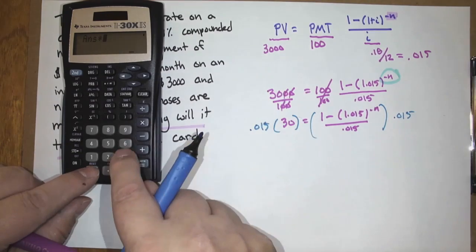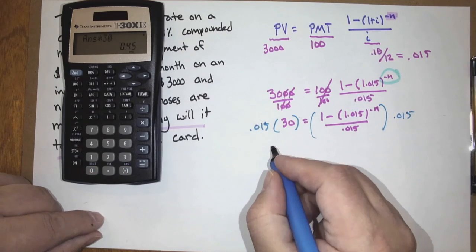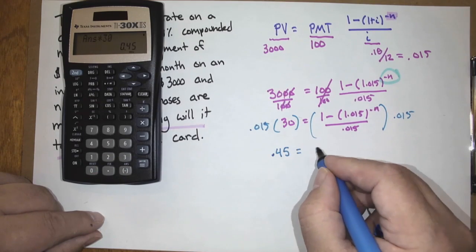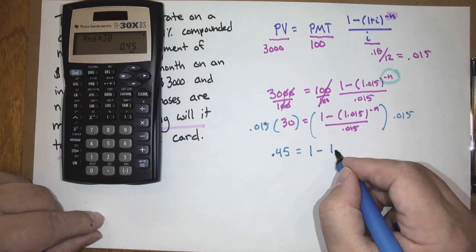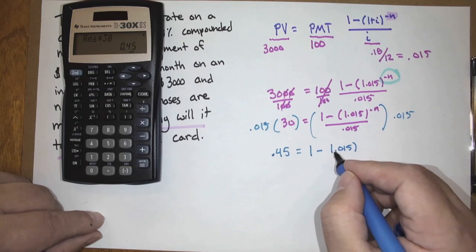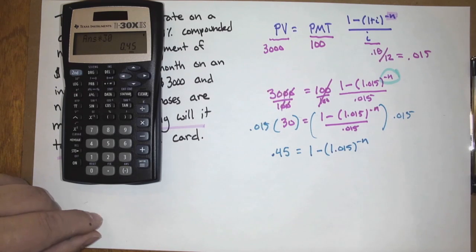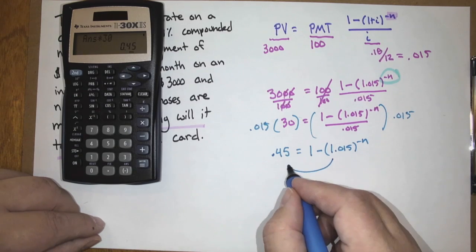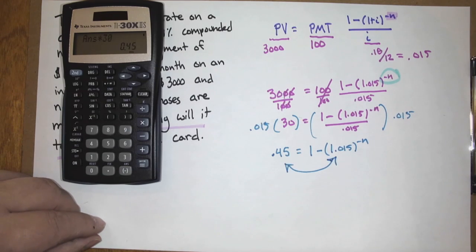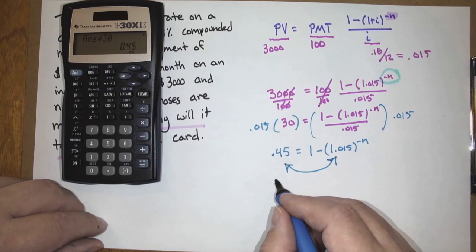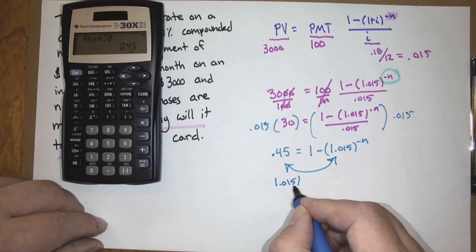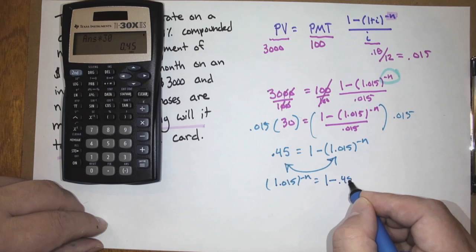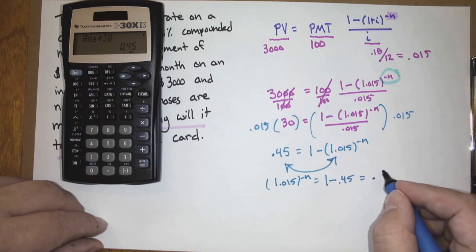And out of curiosity, since I have my calculator here, that makes the left-hand side 0.45 equal to 1 minus 1.015 to the minus n. Well, let's swap places. So 1.015 to the minus n is 1 subtract 0.45, which is 0.55.